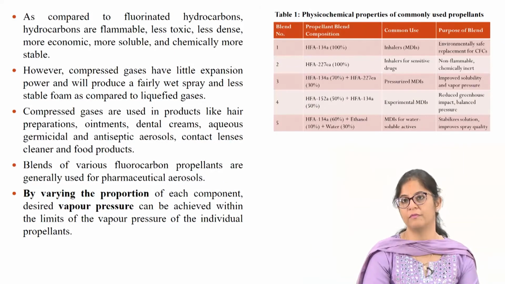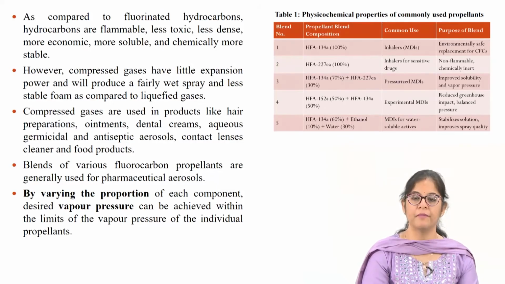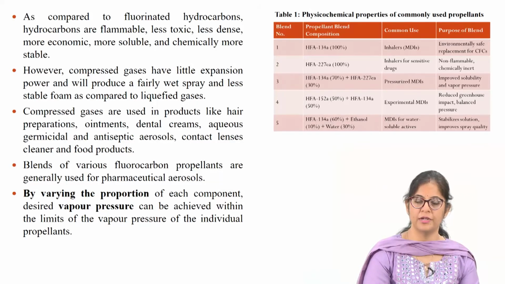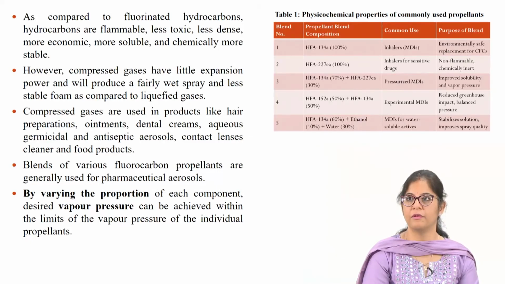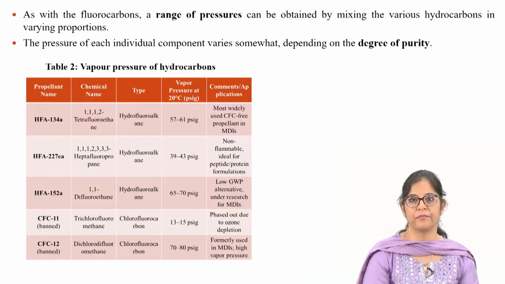Blends of various fluorocarbon propellants are generally used for the pharmaceutical aerosols. By varying the proportion of each component, desired vapor pressure can be achieved within the limits of the vapor pressure of the individual propellant. So, these are the physico-chemical properties of the commonly used propellants, and their uses, especially they are used for the inhalers or the metered dose systems.